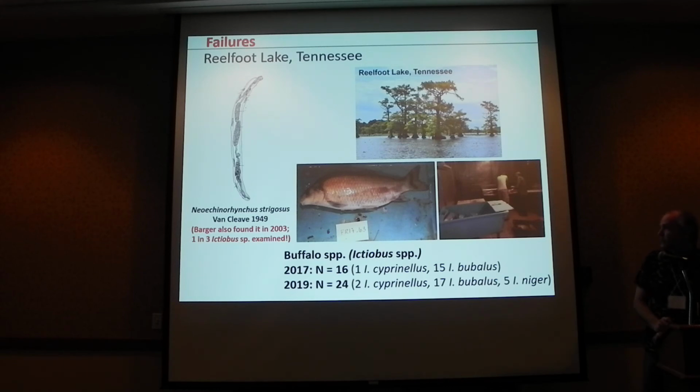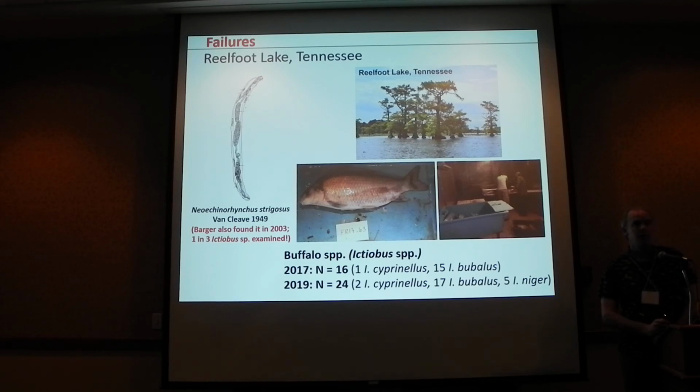And so we went there in 2017 and looked at fish provided by the state, and then we went again in August of 19. So this is a May sample, and then this is an August sample, okay? And we were looking at buffalo, different species of buffalo, for Neochinorhynchus sturgiosus, which Van Cleve found in 1949. Okay, so I was there in 17 and 19, we didn't find any, okay? And so had there been changes between 2017 and 1949?